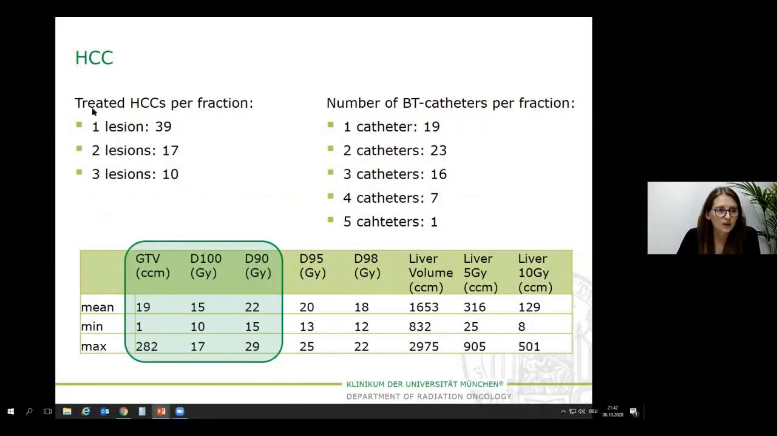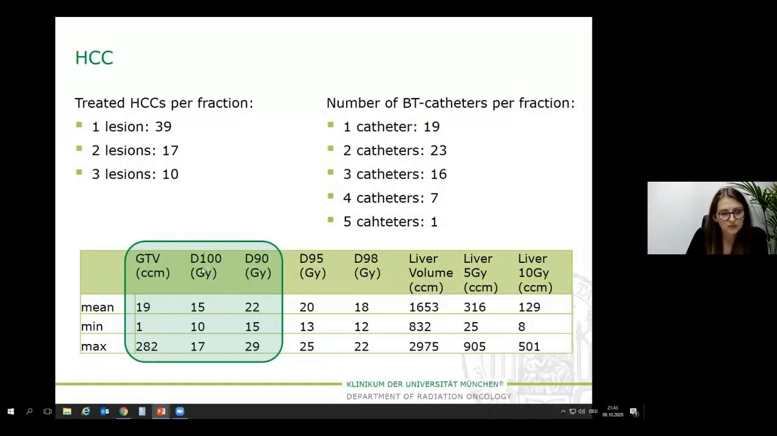We have here all patients with 1 to 3 lesions, and what you see is the number of catheters. So we used 1 to 5 catheters in these patients, and I show you this data because I wanted to point out, if you have a look at the GTV volume, you can see the smallest lesion was about 1 cc, but we have treated also HCCs up to 280 cc, which is pretty large.